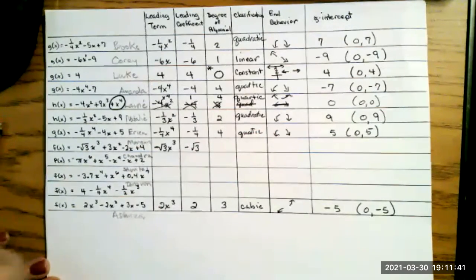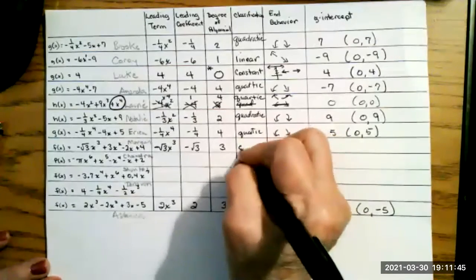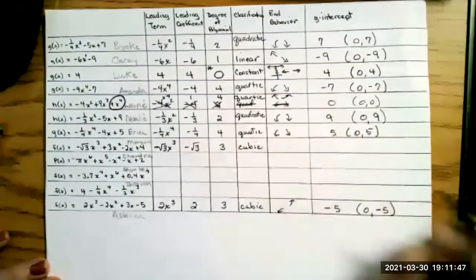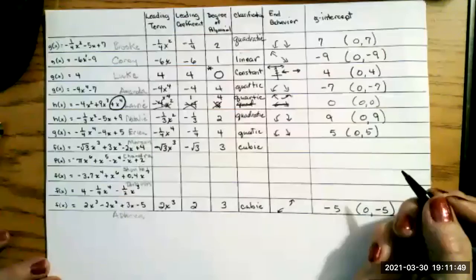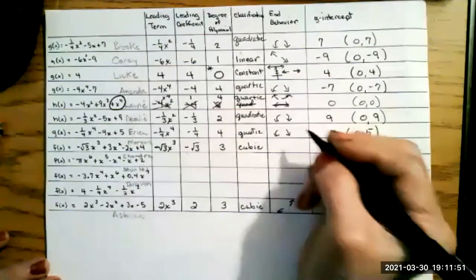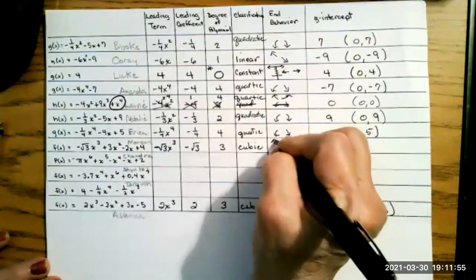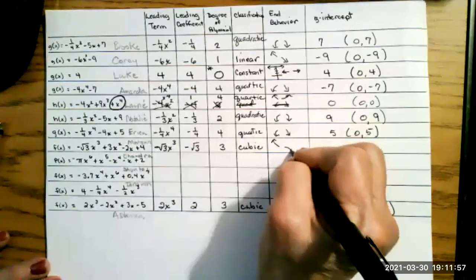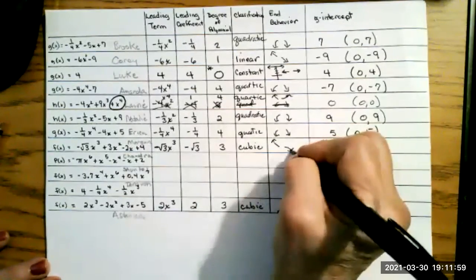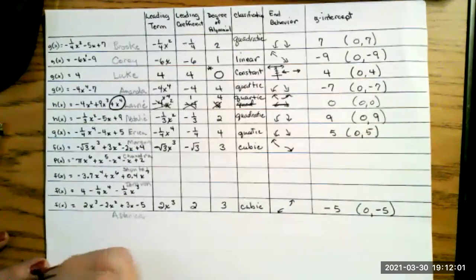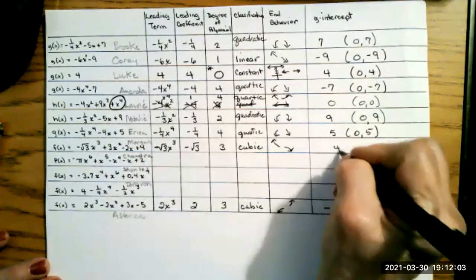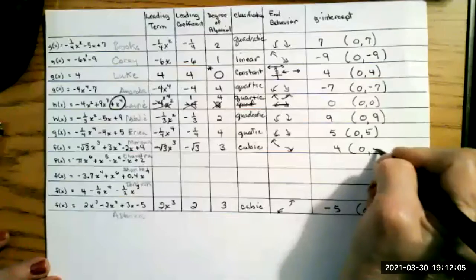Okay. The degree is 3. Classification is cubic. Good job. The end behavior, is it one up and one down? One up and one down, but it's negative, so it's going to flip it. It's going to be up this way and down this way. Yeah. And then the y-intercept would be 4. And then 0, 4. Good job.